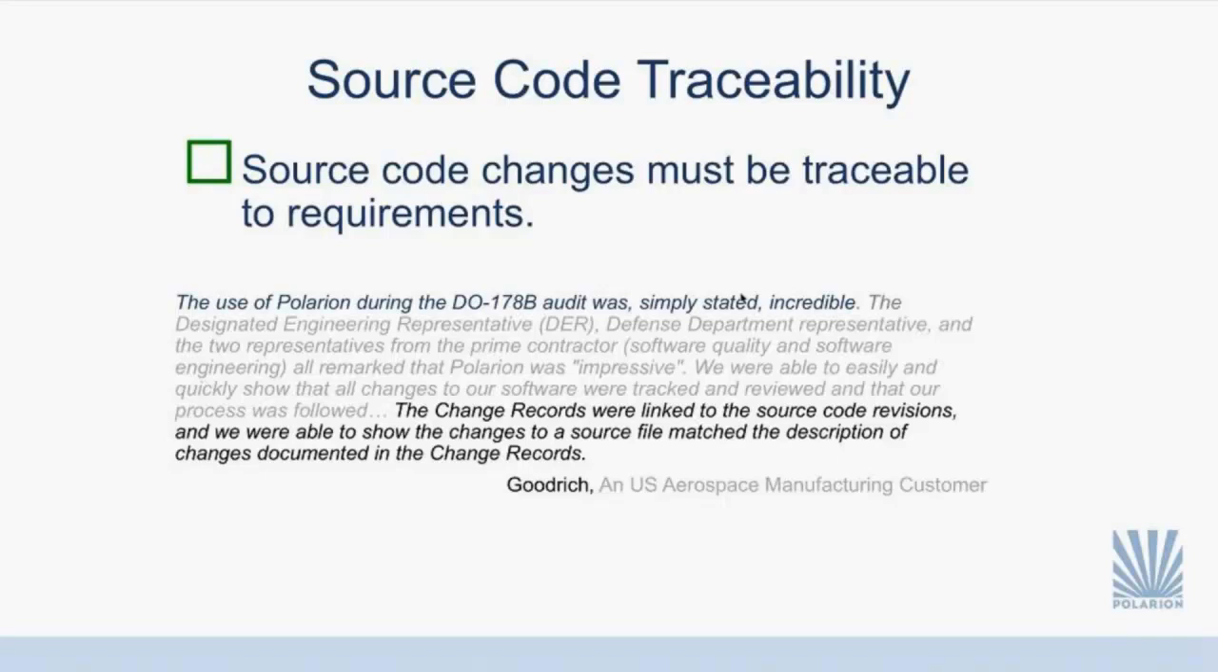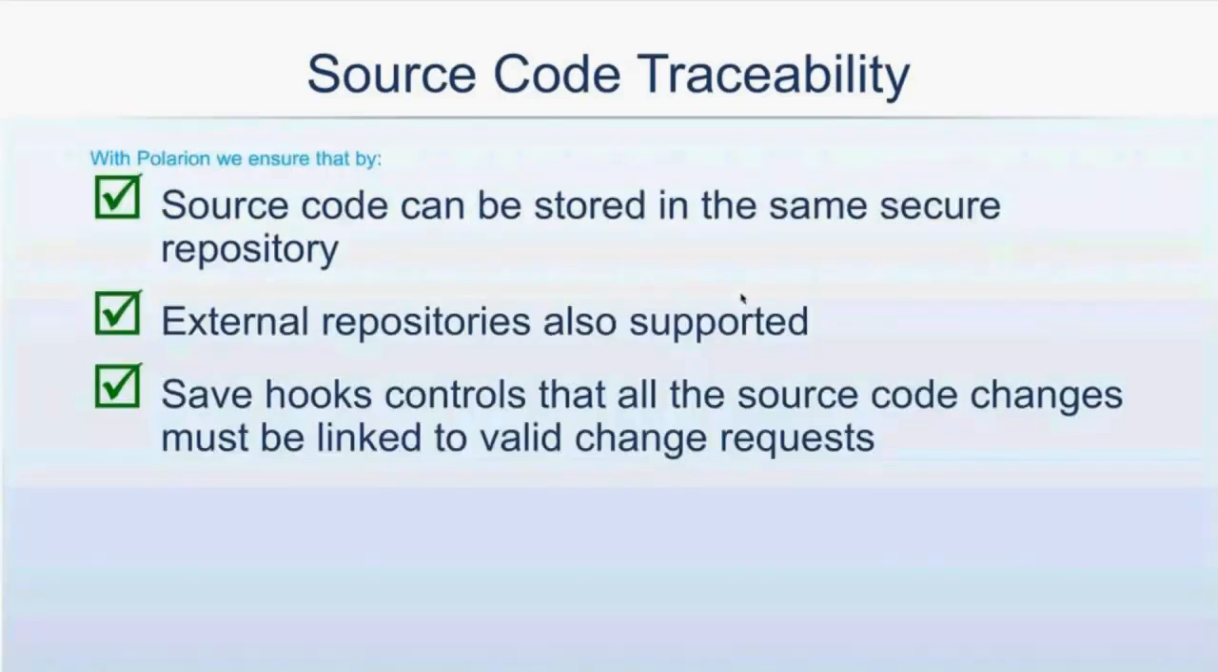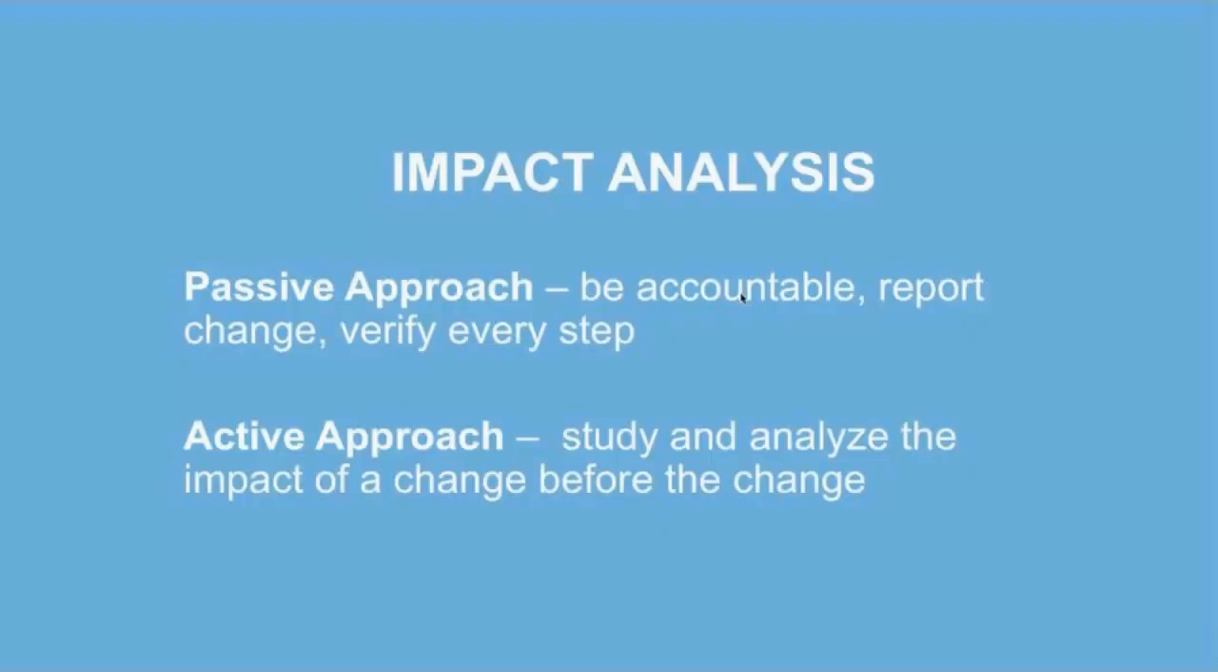And with Polarion, we ensure that because the source code can be stored in the same secure repositories, but we also support external repositories. And you can control that every single change must be linked to a valid change request that actually describes the change of a requirement. This was quite a passive approach that we were speaking about: being accountable, reporting a change, and verifying every step of a process.